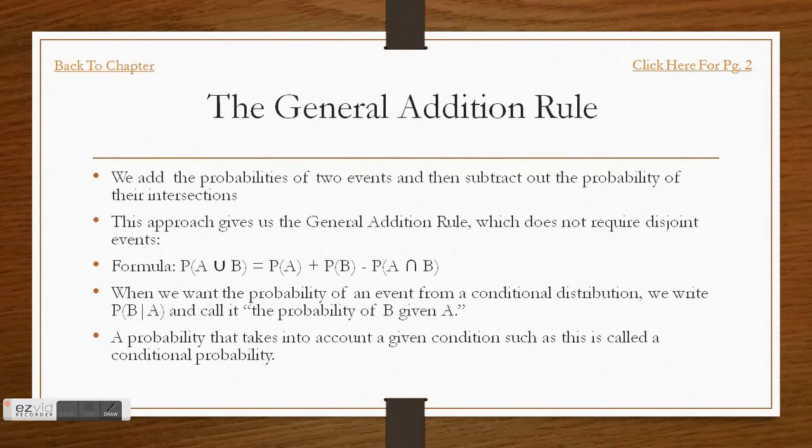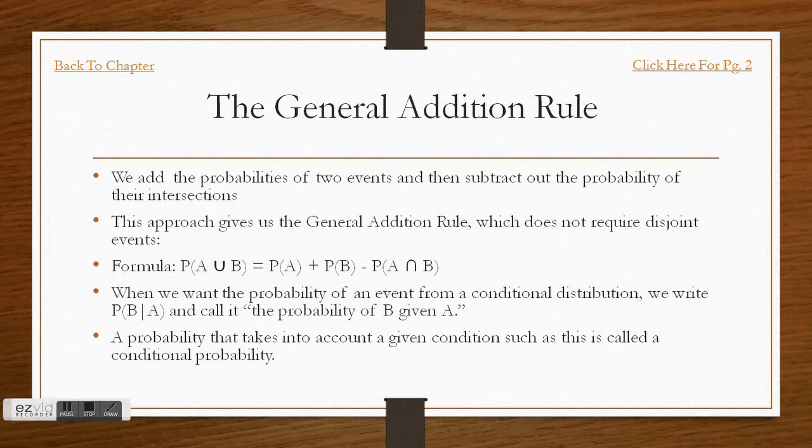The general addition rule. We add the probabilities of two events and then subtract out the probability of their intersection. This approach gives us the general addition rule, which does not require disjoint events. The formula is the probability of A plus the probability of B minus the probability of A and B intersecting.